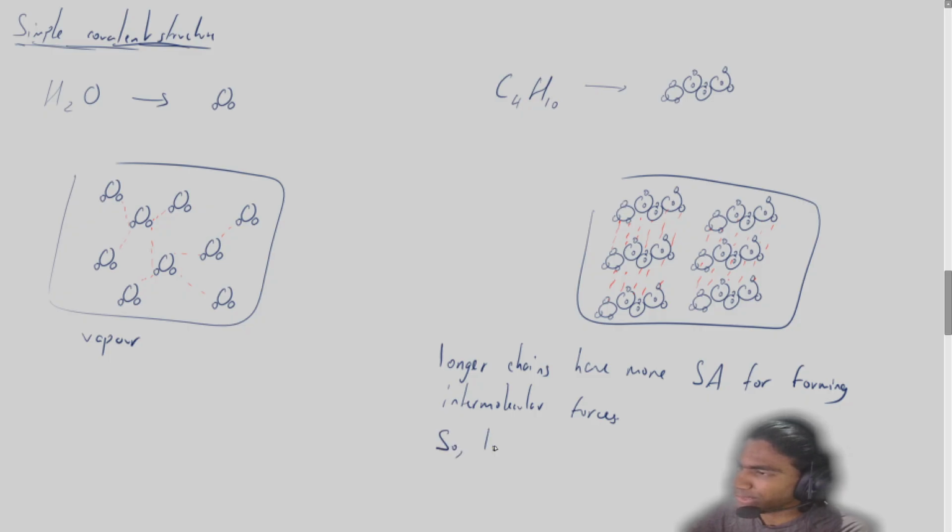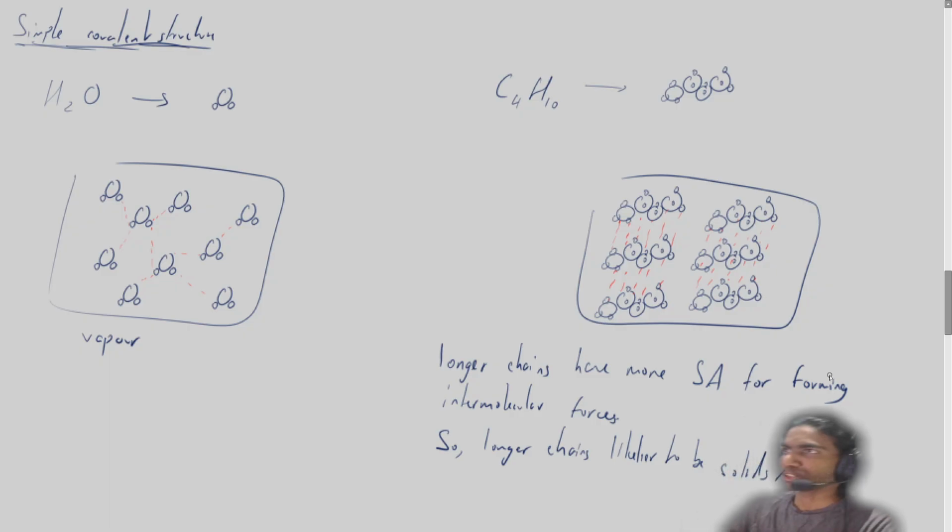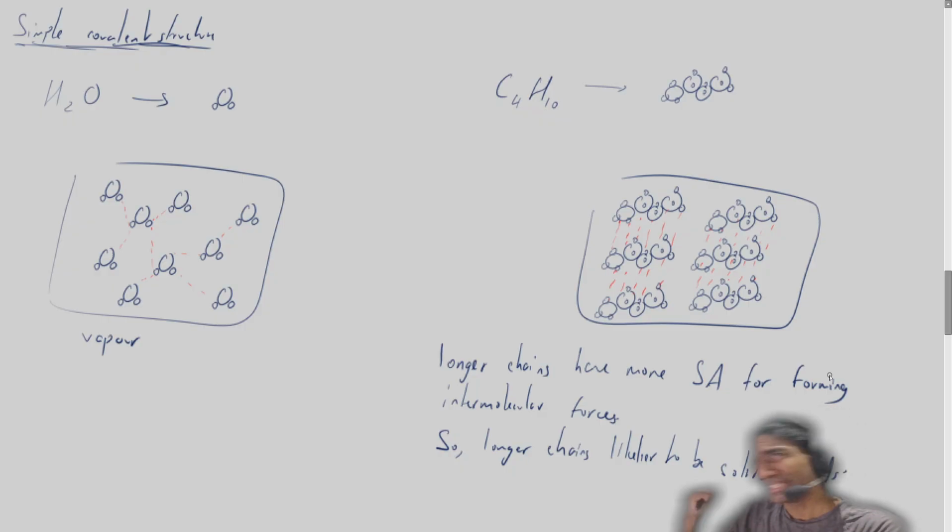So longer chains are likelier to be solids and liquids. Okay, so that again is an example with butane. So you can expect that if I added another carbon in there for a molecule like pentane, then that might tend towards a solid. But I believe it's only until the 11th carbon or the 12th carbon that it becomes a solid. I think before that it stays as a liquid at room temperature at least.